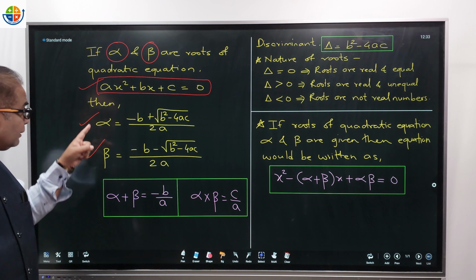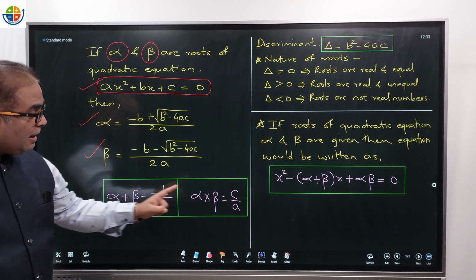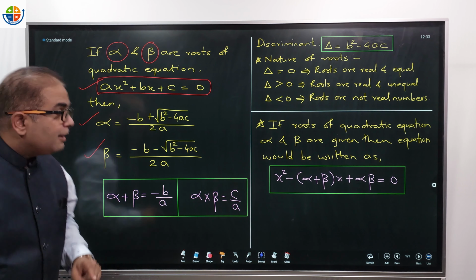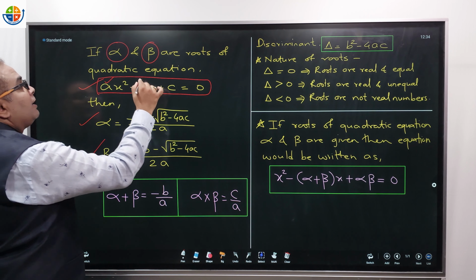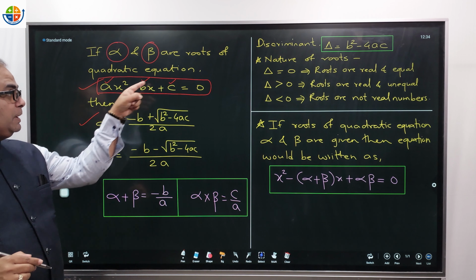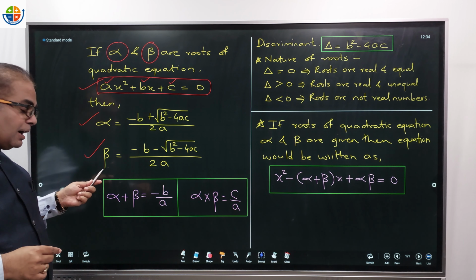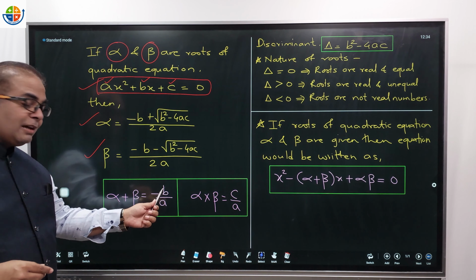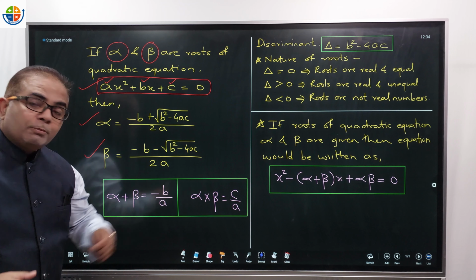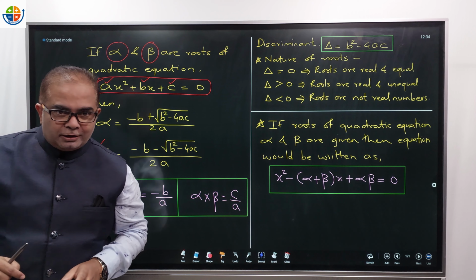Then if I add alpha and beta, the answer is minus b upon a. And if I multiply alpha into beta, the answer is c upon a. What is a, b, c? You can see here. Coefficient of x square is a. Coefficient of x is b. And just the number is c. So, if you know alpha and beta, and you add them, your answer would be minus b upon a. If you multiply those two answers, your answer is c upon a. Okay, this is the concept. We are going to learn some examples, then the concept will be more clear, right?